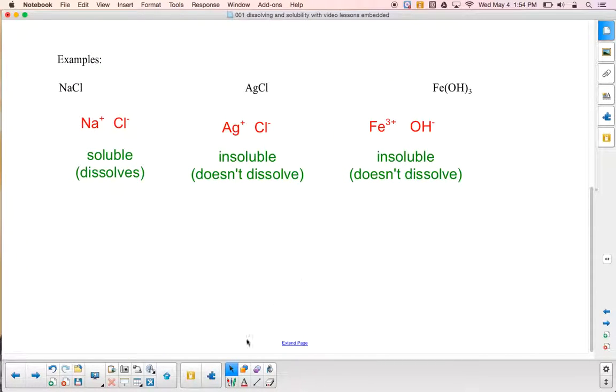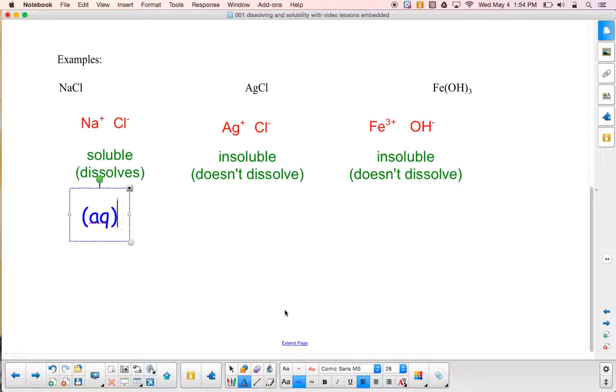If we were writing chemical equations, the solubility rules would help give us our physical states. Our sodium chloride, which dissolves in water, would be aqueous in a chemical reaction, whereas the silver chloride would be a solid, and the iron 3 hydroxide would be a solid when we're working with double replacement reactions. In the next video lesson, we're going to look at some double replacement reactions and how the solubility rules can help us determine which double replacement reactions happen and which ones do not.